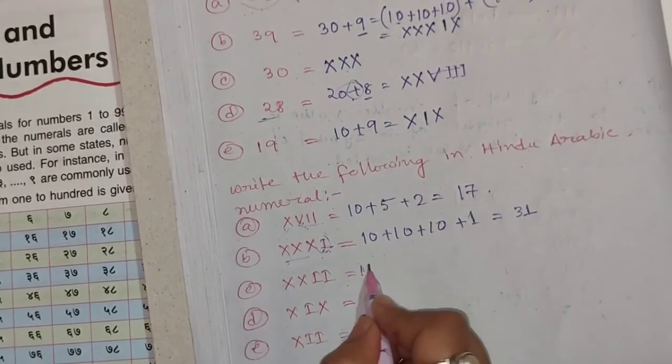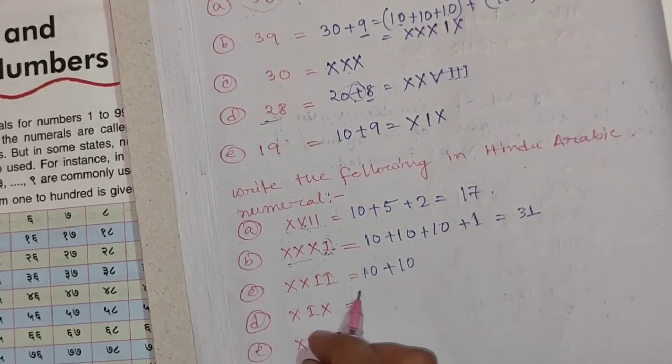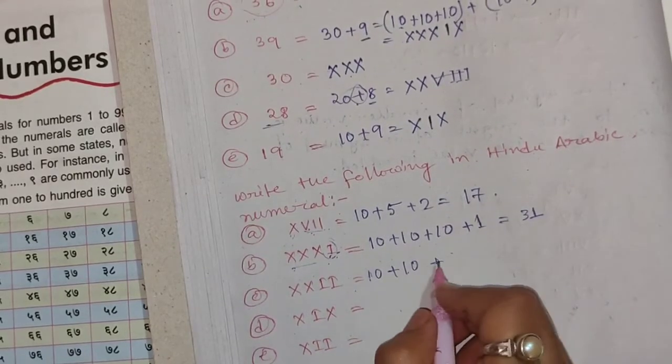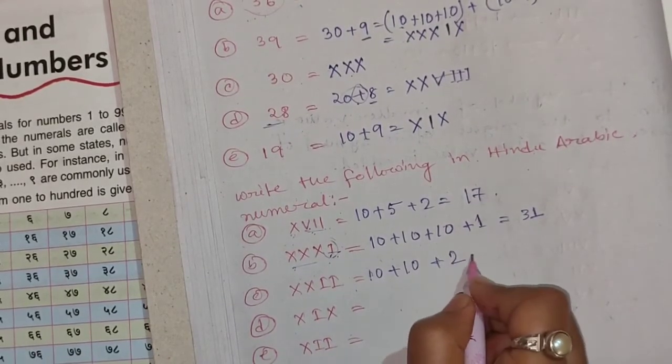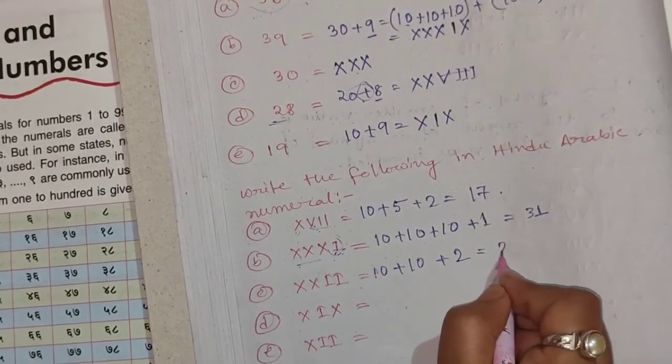Next, XXII. So X is for 10, this X is for 10. এখানে X 2 times repeat করা আছে, তাহলে প্লাস করে লিখবো, and II. Here I is also repeated 2 times, so we need to write here 2. So 10 plus 10 plus 2, that is 22.